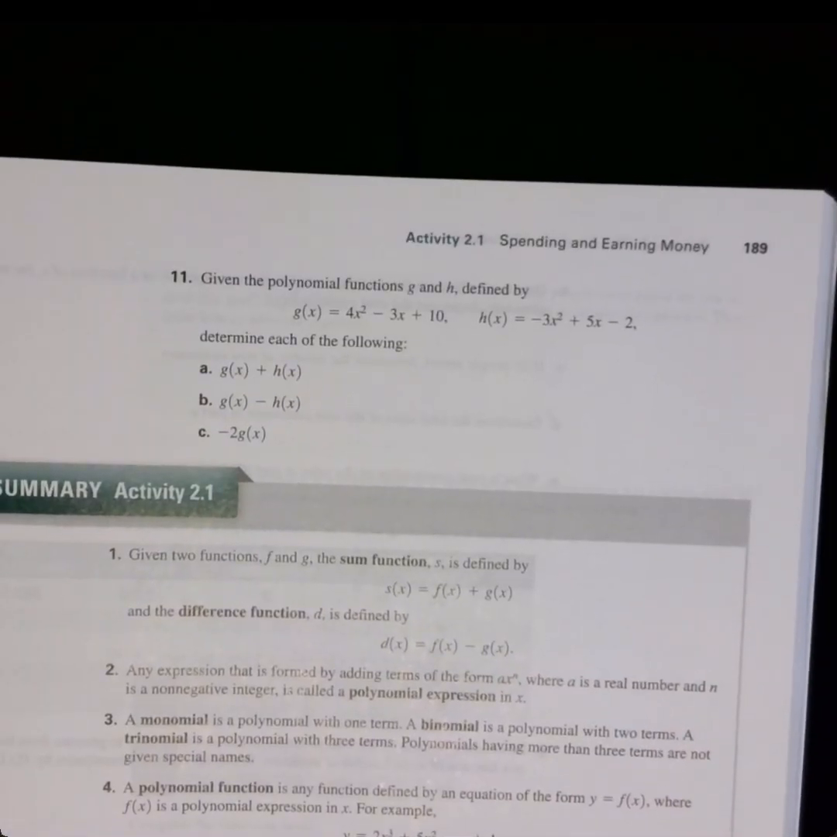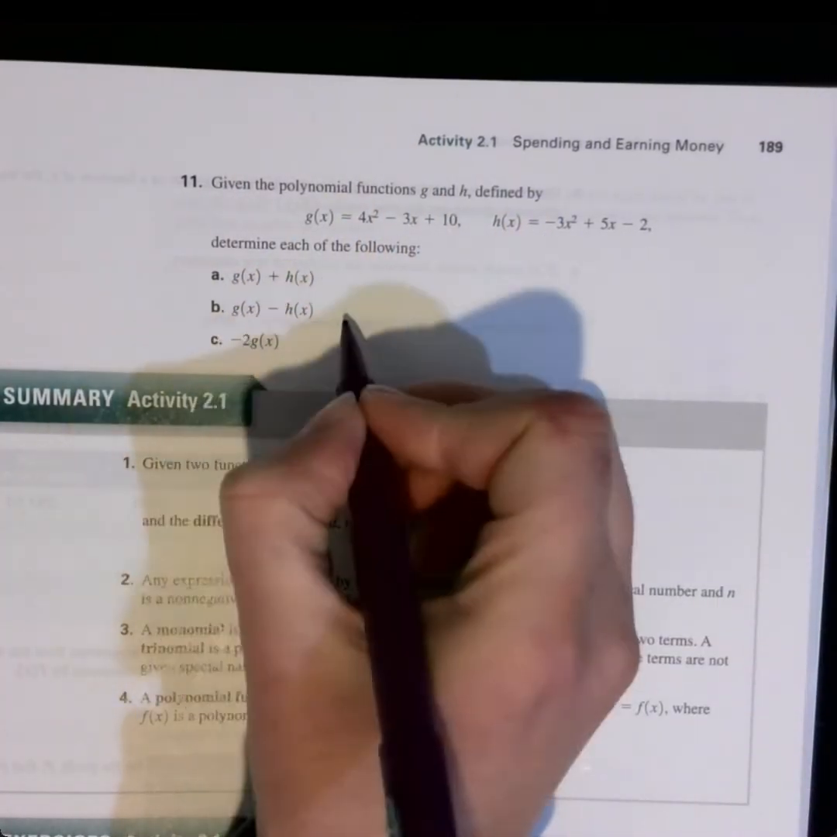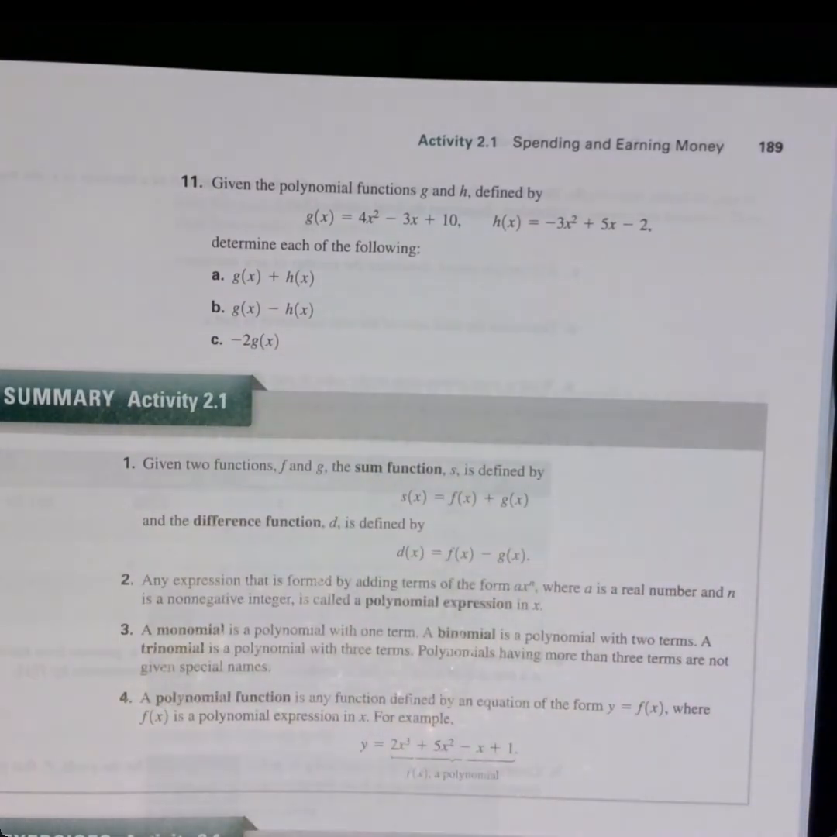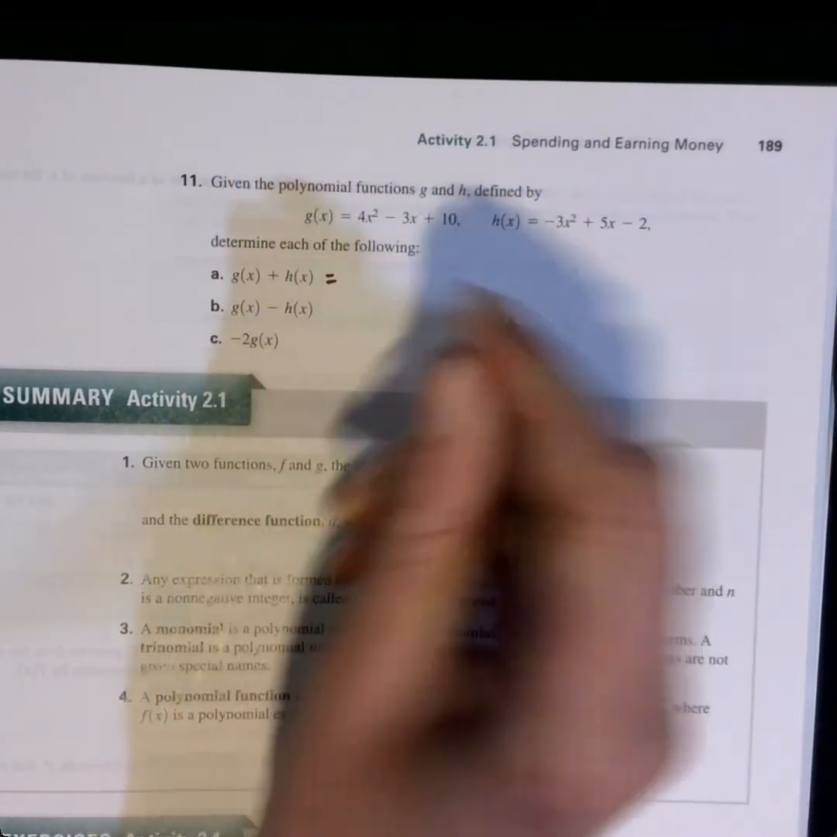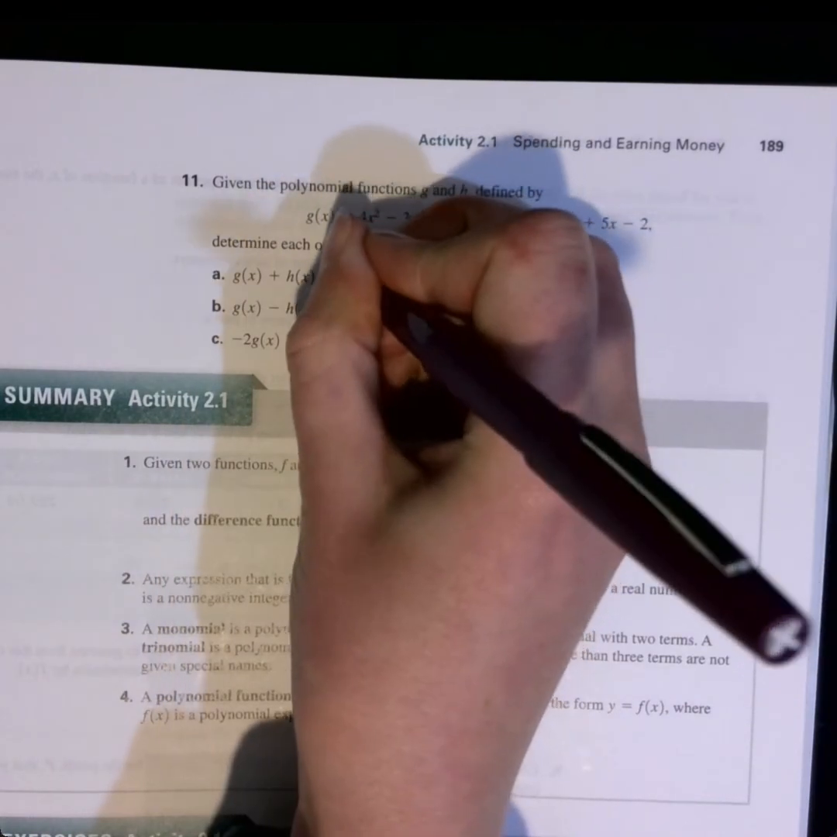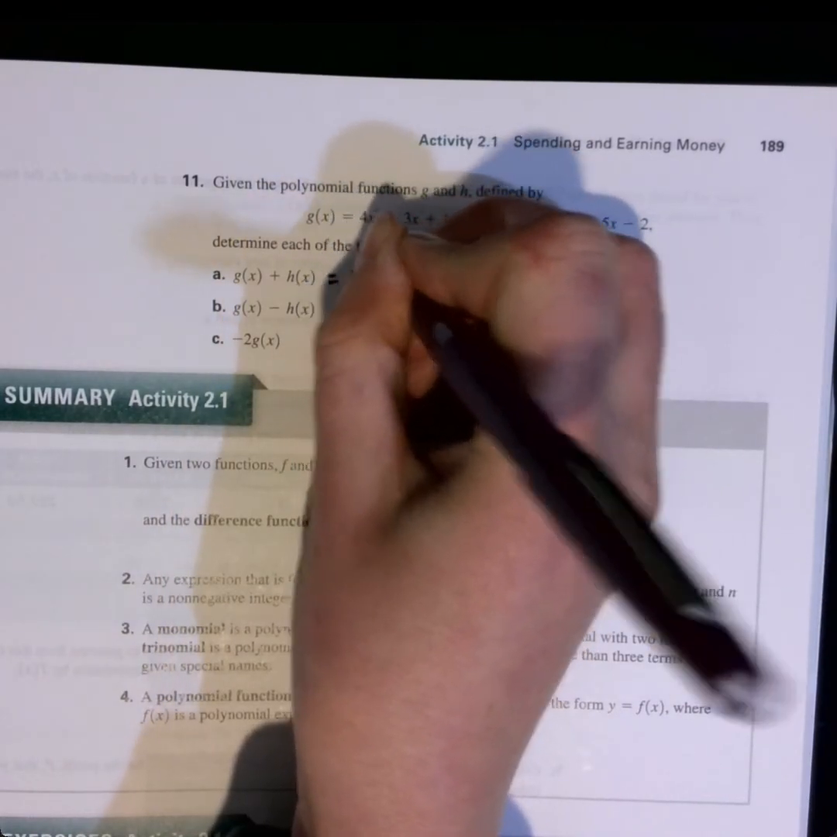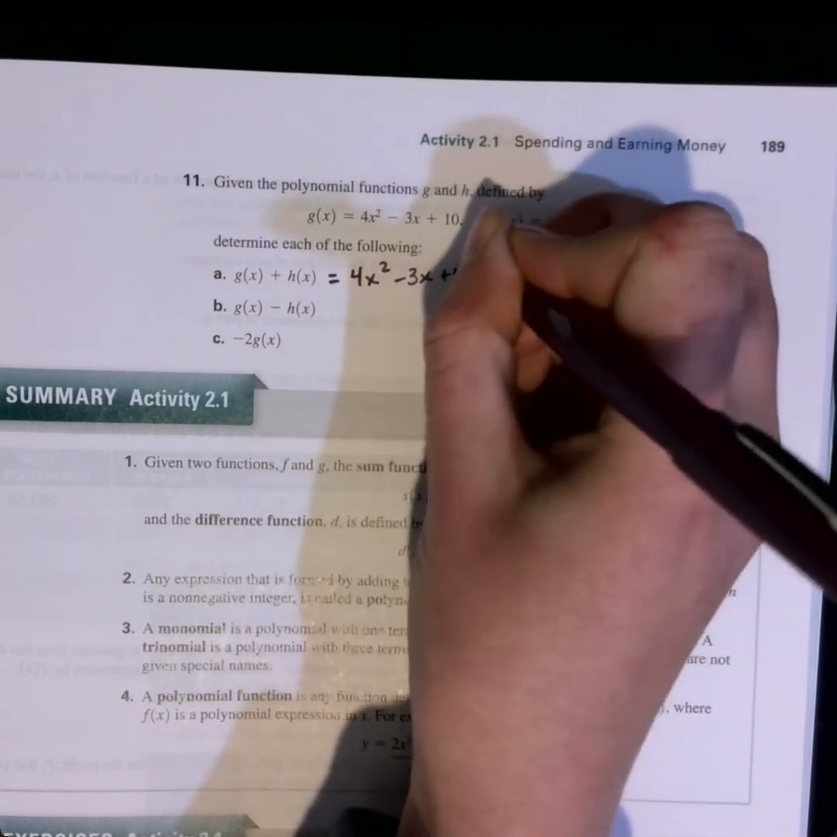We're going to look at an exercise over here. Given the polynomial function, add the 2, subtract the 2, and do some multiplication. Okay, I'm going to try to write really small here so I can fit these in. g of x plus h of x. That wants me to add up the g of x function and the h of x function. So the g of x function is 4x squared minus 3x plus 10. And I need to add this.